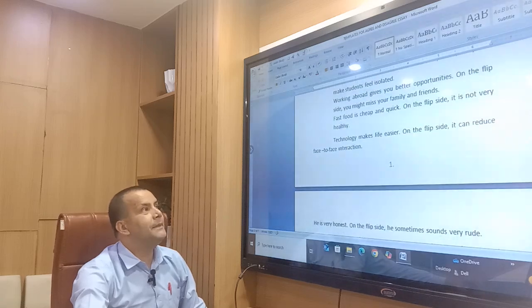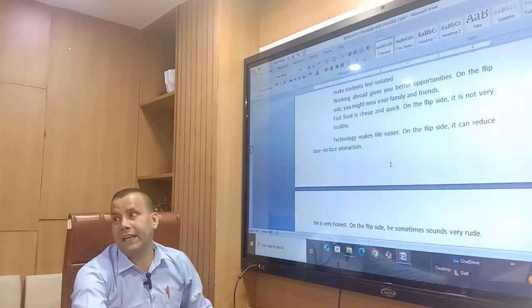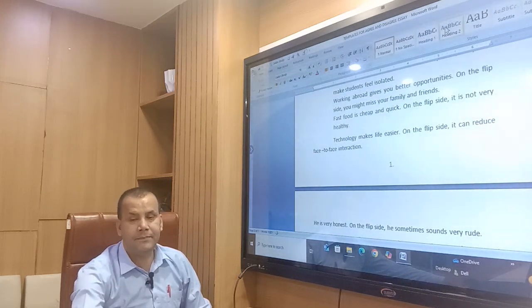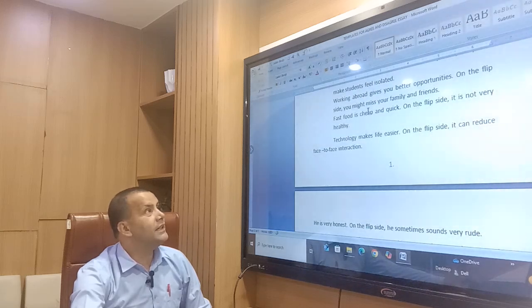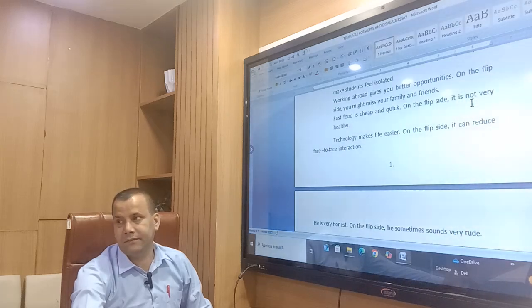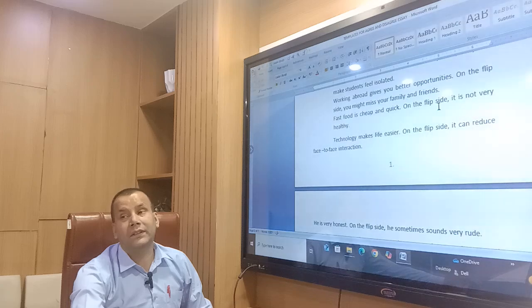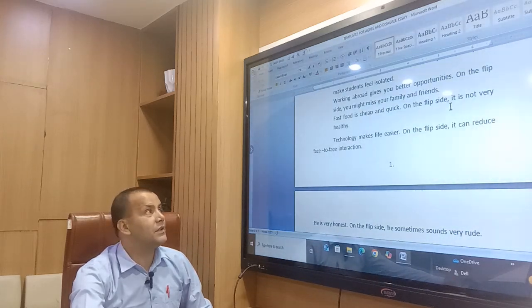Fast food is cheap and quick. Fast food means things like samosa, dosa, chow mein, pizza. Fast food is cheap and quick. On the flip side, it is not very healthy. You can also use on the contrary, you can use however also.